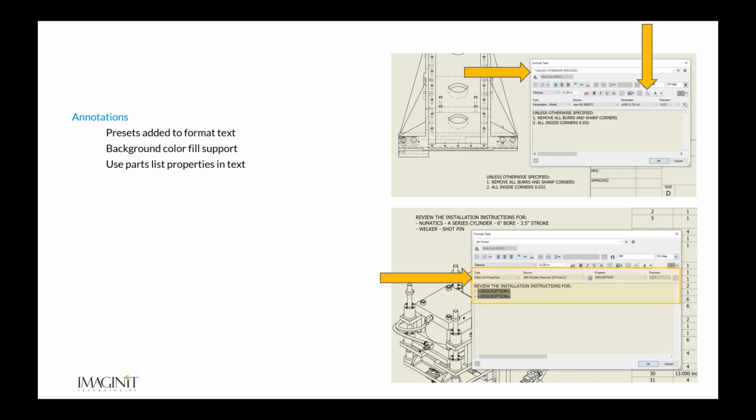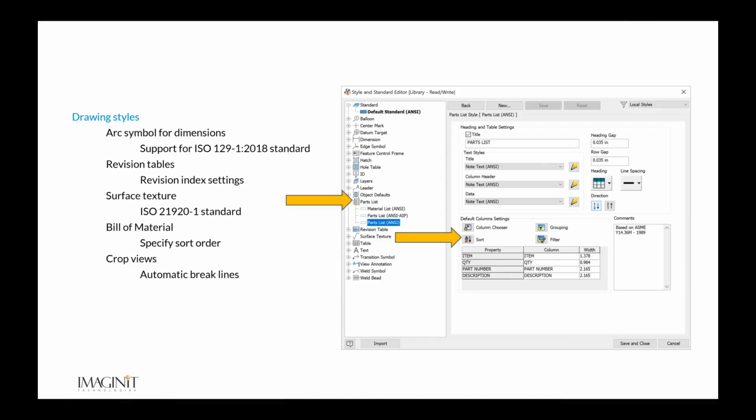So I can have a note that says item 4, and that item 4 matches what's on the parts list. If item 4 gets renumbered, it'll update in my drawing. That information comes right off of there. And that's one of those I'll walk through here because it's not immediately obvious where all that's at. They've added a few drawing styles. Really, it's more about support for ISO standards so that we can have that information built into it.